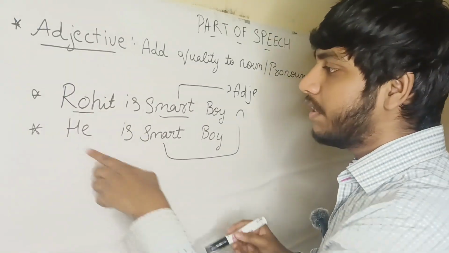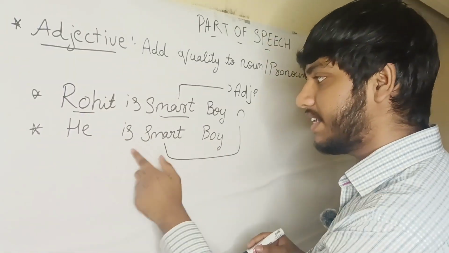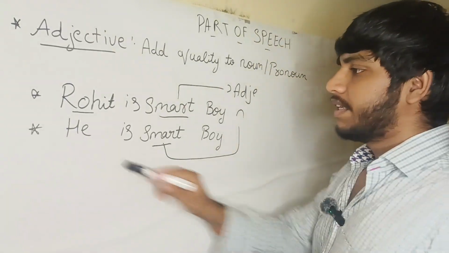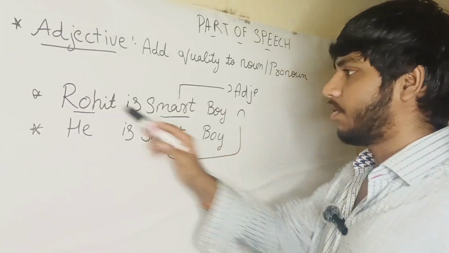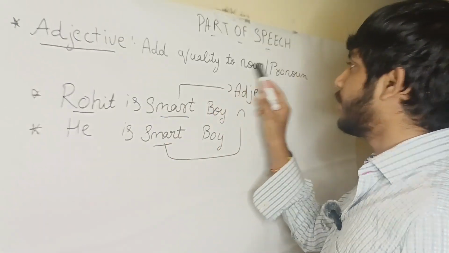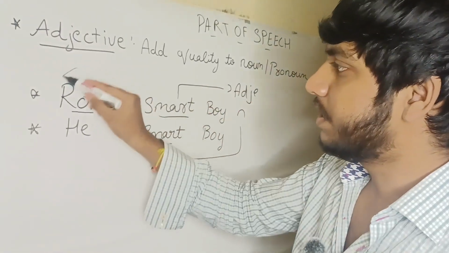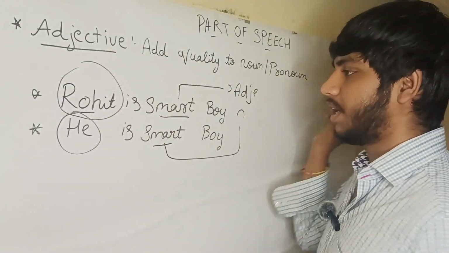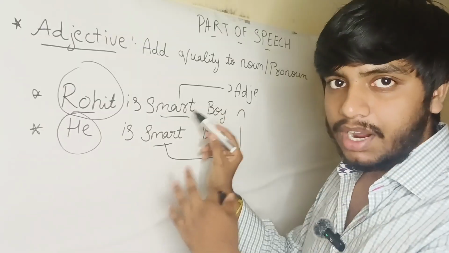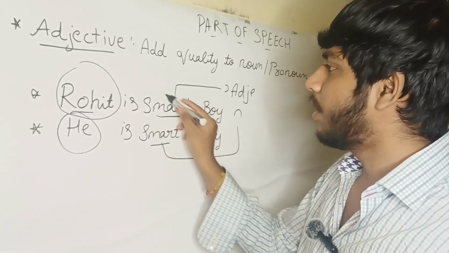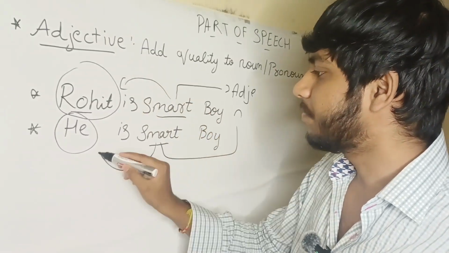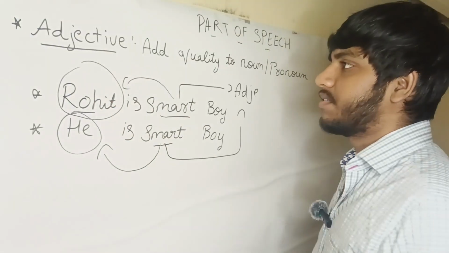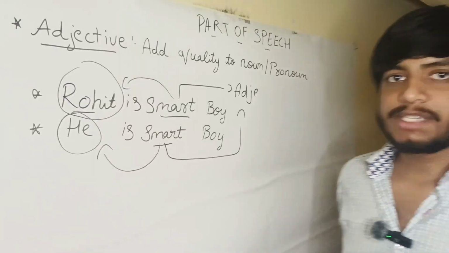Now, he is a smart boy. Here smart is still an adjective, and he is a pronoun. He is a smart boy. Rohit is a smart boy. Which is adding quality to the noun or pronoun. This is noun, this is pronoun. By adding smart, we are adding quality to Rohit, and to he. So here smart is known as an adjective. These are simple concepts of adjectives. I hope you understand. Let's move to the next concept.